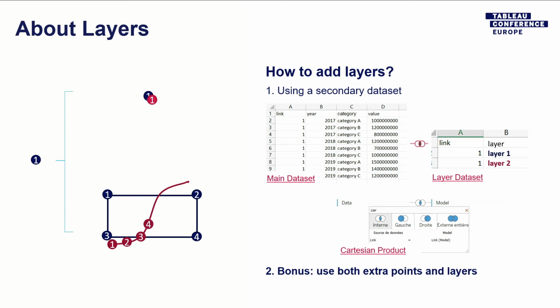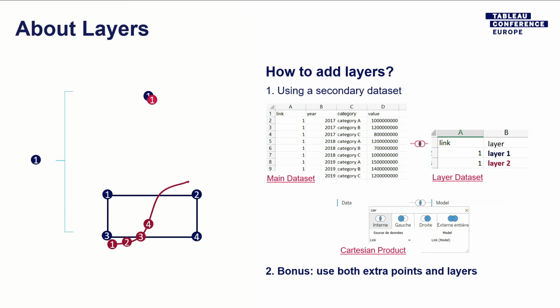You have to duplicate your data, so you have to perform a Cartesian product between a main dataset, an aggregated one, and what I call a layer dataset that hosts as many layers as you need. Like in my example, with the rectangle and the curve, I need 2 extra layers.